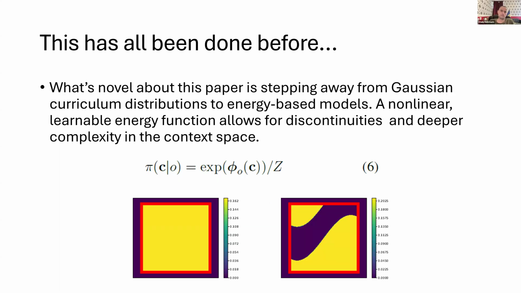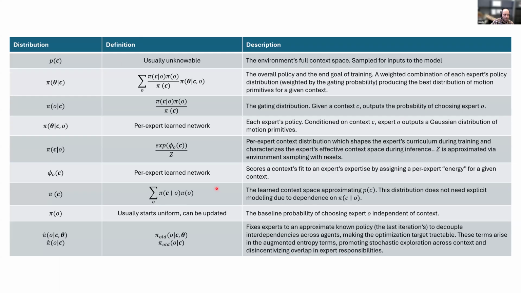So here's the energy. This is actually pi of c given o, an exponent over Z. We've talked about a lot of distributions, so I've put them all in a table here. This is the actual context space, usually unknowable, P of C. Pi theta of C is what we're trying to get. It has a gating policy with the expert's actual motion primitive distribution given a context. What motion primitive do I want to carry out? That's what we're trying to find. Pi of o given c is the gating distribution given a context. It outputs the probability of choosing expert o given context c.